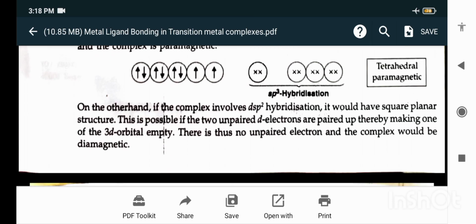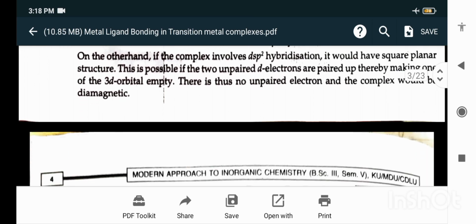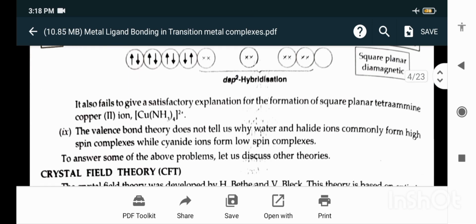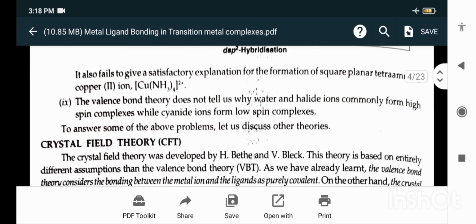On the other hand, if the complex involves dsp2 hybridization, it would have a square planar structure. This is possible if the two unpaired d electrons are paired up, thereby making one of the 3d orbitals empty. There are thus no unpaired electrons and the complex would be diamagnetic. It also fails to give a satisfactory explanation for the formation of square planar tetraamminecopper(II) ion. The valence bond theory does not tell us why water and halide ions commonly form high spin complexes while cyanide forms low spin complexes.